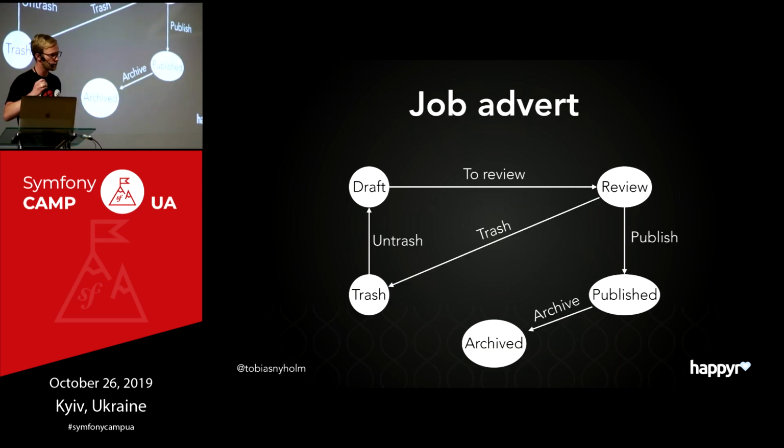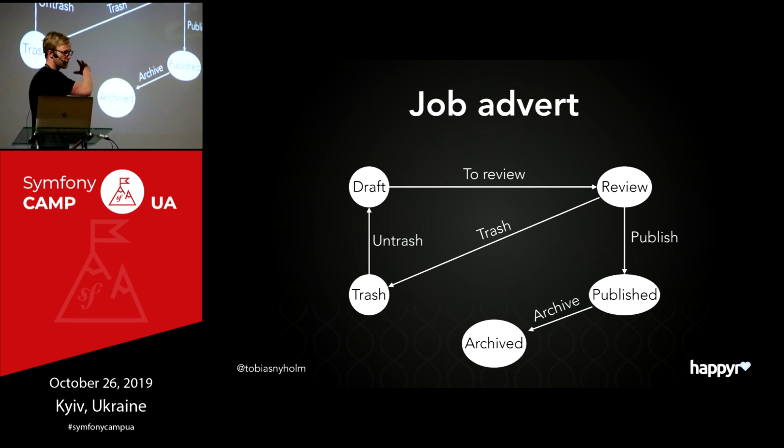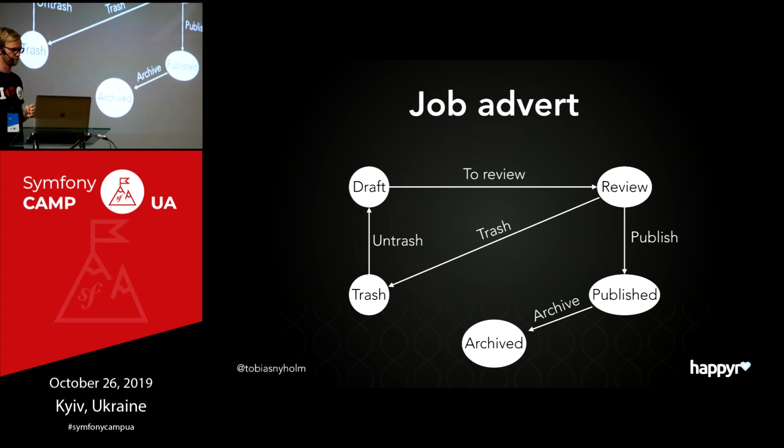I work at Happier, and it's basically a job platform. And so we have a lot of job ads for our customers. We decided in a business meeting that a job ad state machine should look like this. You have draft, review, trash, publish, and archive. In draft, you can send it to review, then you can trash it, untrash it, send it to review again, and then you can publish it, and then you can send it to archive. This is what we decided in a business meeting.